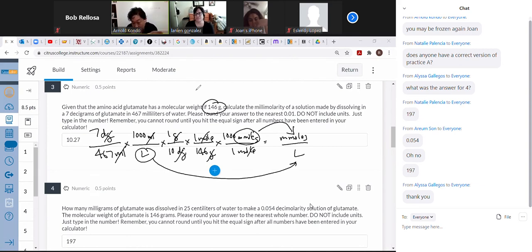And like I said, when you punch these numbers into your calculator, because there's no plus or minus sign, this is all just a straightforward problem. As I type it into my calculator, it's just 7 divided by 467 times 1,000, and you drop all the ones. But even if you were to do 7 times 1,000, I'm just doing all the top ones, times 1,000, and then divided by 467, divided by 10, divided by 146, I still get 10.27.